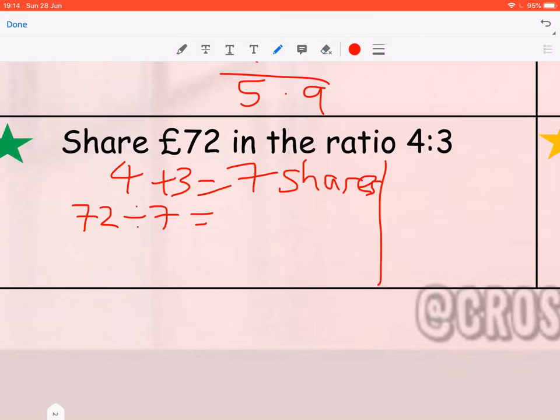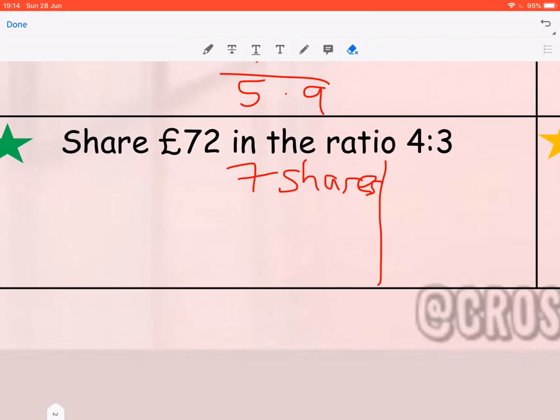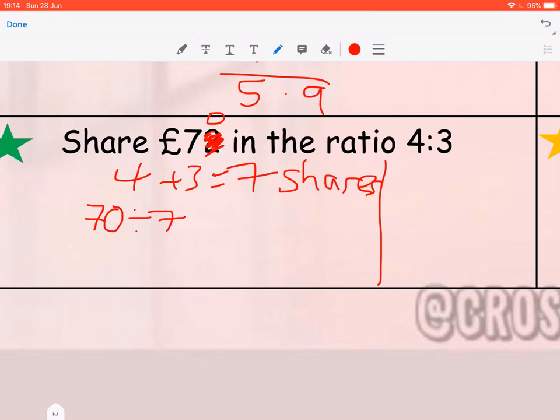Okay, so this one, I'm going to change the question because the question's been written wrong. I'm going to change it because it won't work at the moment. So 4 plus 3 still gives me 7 shares. I'm going to change the 72 to a 70 so it'll make more sense. I take my £70 now, divide it by 7. 70 divided by 7 gives me £10 per share.